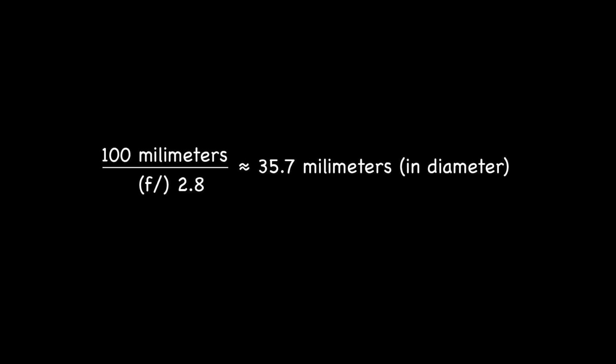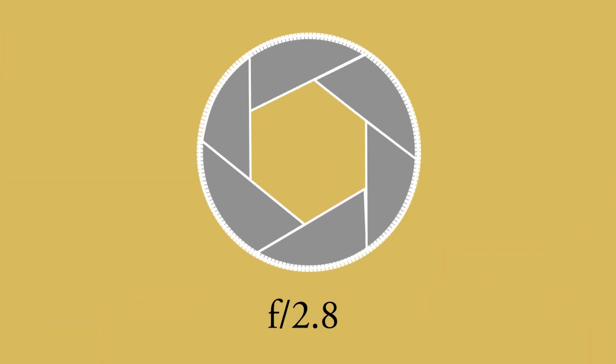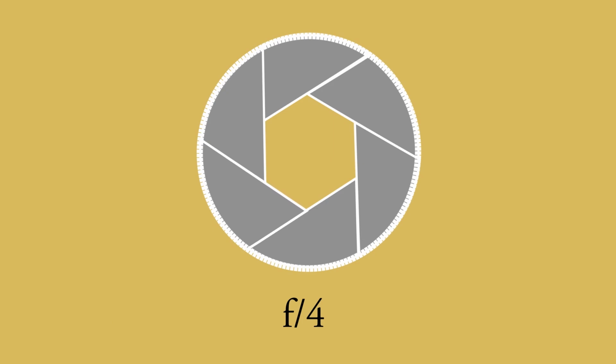So in the case with this lens, it starts at 2.8. That's the largest opening, the largest aperture, and the smallest number. And then it's measured in whole stops. The next whole stop would be aperture 4. The next whole stop again would be 5.6. The next would be 8. The next would be 11. The next would be 16, and so on.